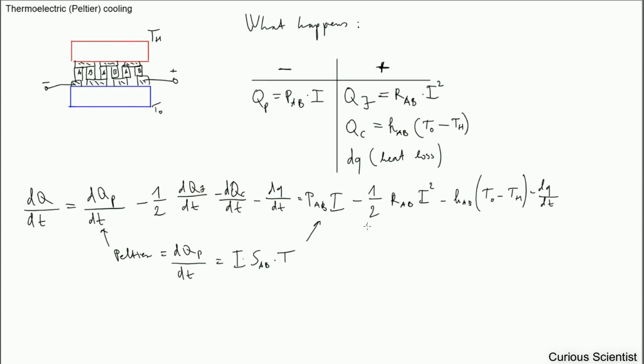And we saw that this is the Joule heating, and then we saw that this is the heat conduction inside the device. So you have the warm part and the cold part, and of course the heat goes from the warm to the cold, and that will warm the device itself. And then the environment.